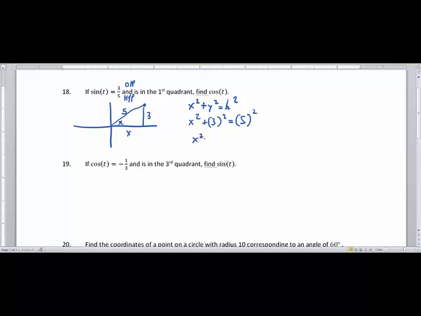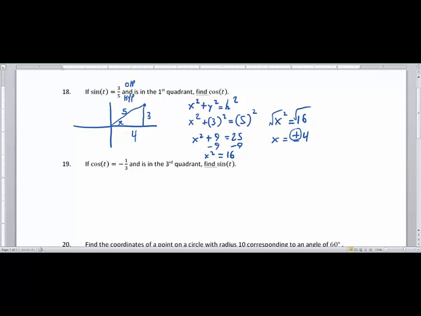So I'm going to have x squared plus 9 is equal to 25. Subtract 9 from both sides using inverse operations. X squared is equal to 16. Then I'm going to take the square root of both sides here, and if I do so, x is equal to plus or minus the square root of 16, which is 4. Now, since I'm in the first quadrant, my x values are positive, so x is equal to 4. I can make that look a little nicer just by erasing that and that.